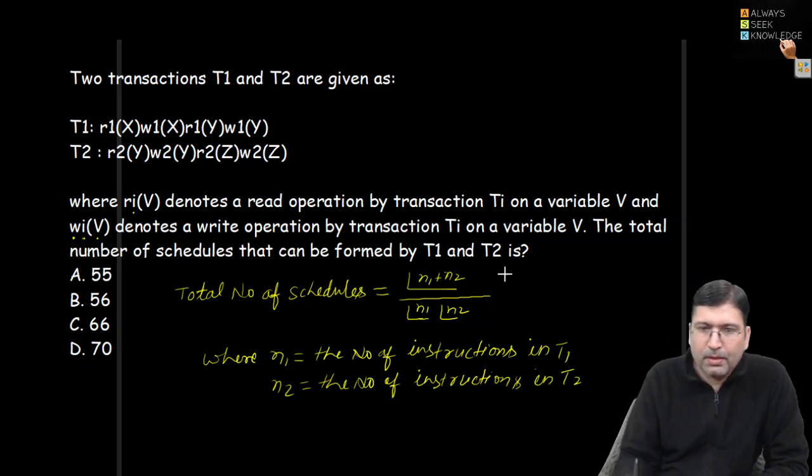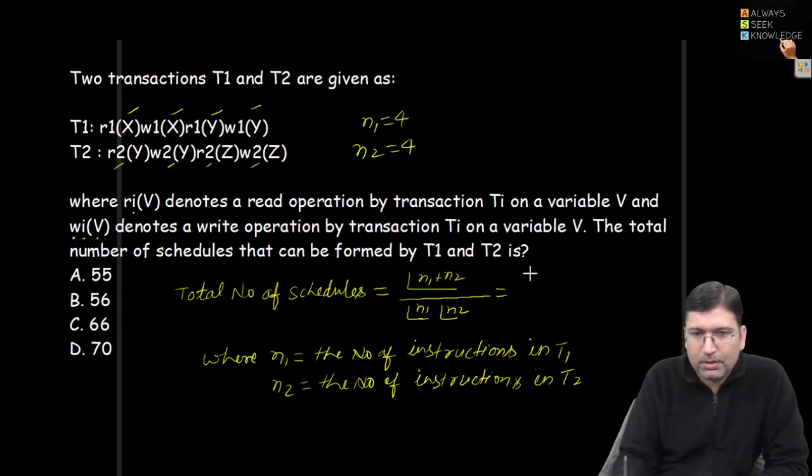Okay, so here you can say n1 is given as 4: 1, 2, 3, 4, and n2, the number of instructions in T2, is 1, 2, 3, and 4. So that means both have 4 instructions. So when you put these values, n1 plus n2 will give you 8, divided by factorial 4 for n1, and the same number of instructions are in T2 also, so factorial 4.